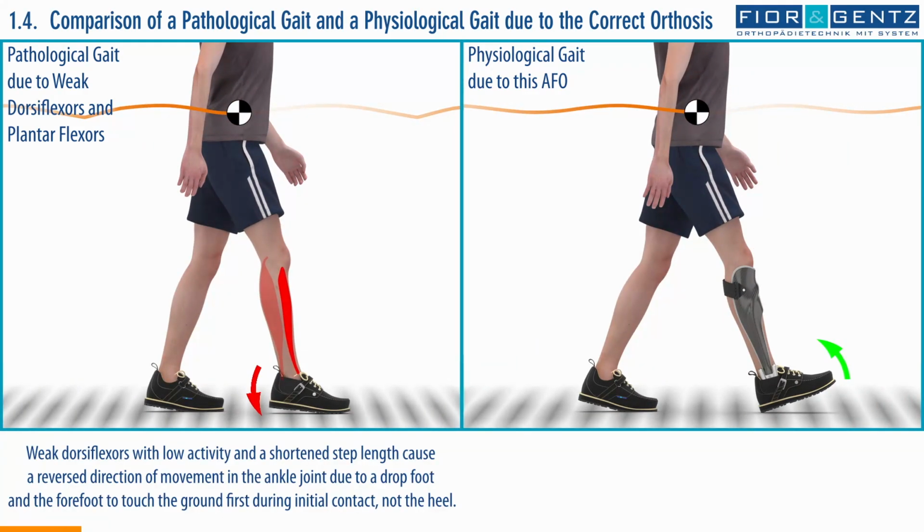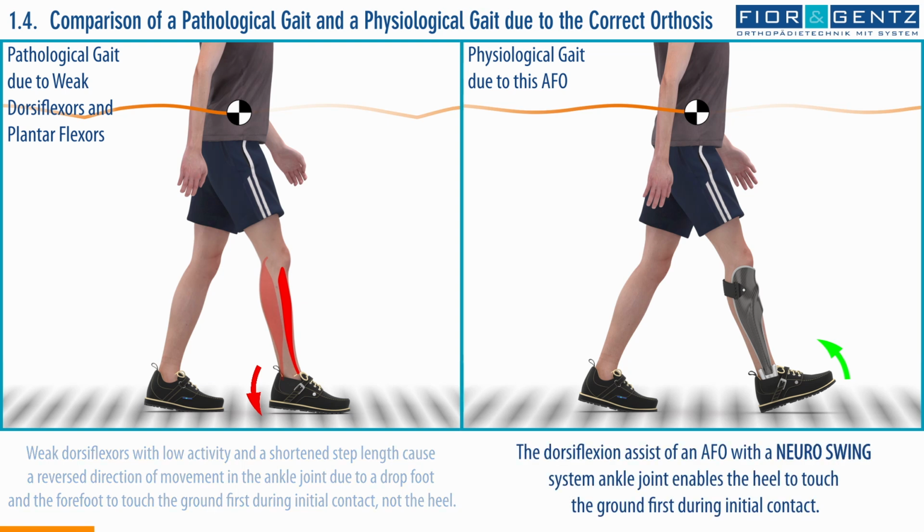Weak dorsiflexors with low activity and a shortened step length cause a reverse direction of movement in the ankle joint due to a drop foot, and the forefoot to touch the ground first during initial contact, not the heel. The dorsiflexion assist of an AFO with a neuro-swing system ankle joint enables the heel to touch the ground first during initial contact.